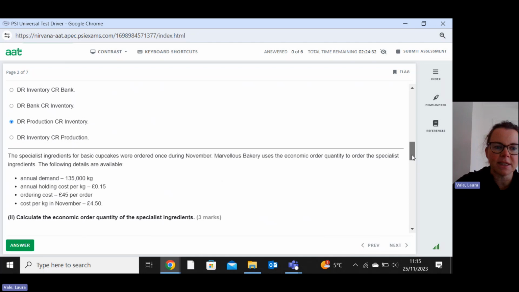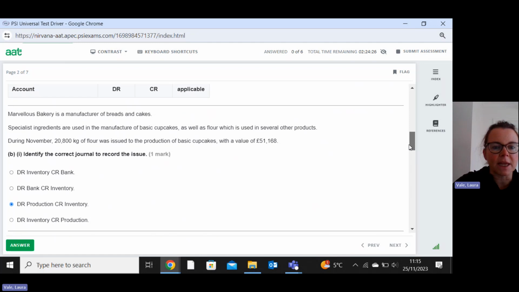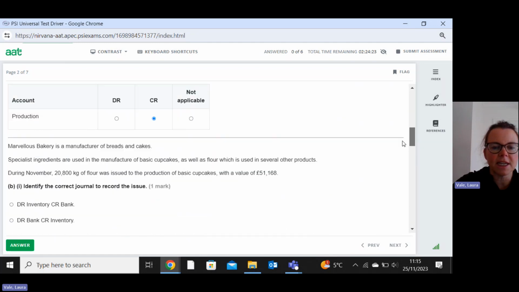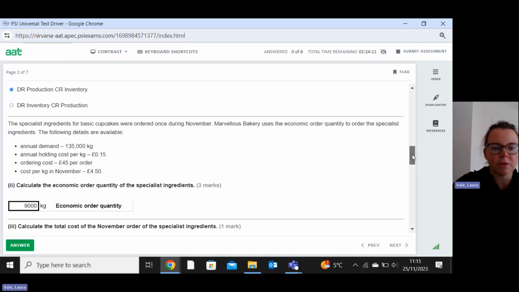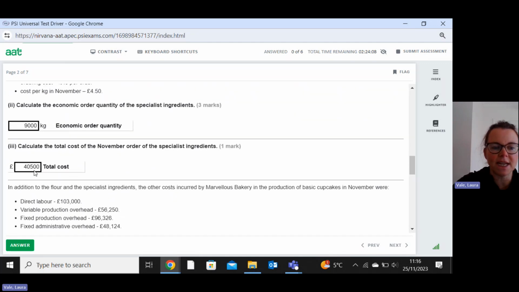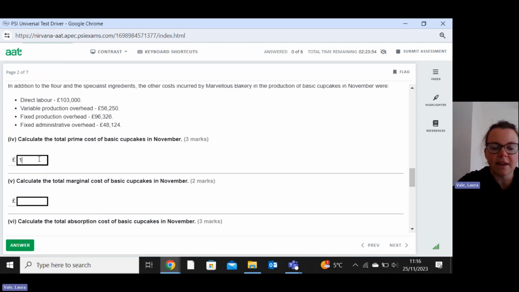So if I go up, now this is the key with these new exams, well, they're not that new now, they've been going a year, but you know what I mean, is that you have to make sure you look at the continuation of the question. So up here, we know that the flour, which is a direct material, costs 51,168. We know, because we've just worked out, that the cost of our specialist ingredients is 40,500. So let's add that on as well. And then finally, we've got our direct labour to add in, which is 103,000. So adding those three figures together gives us 194,668.